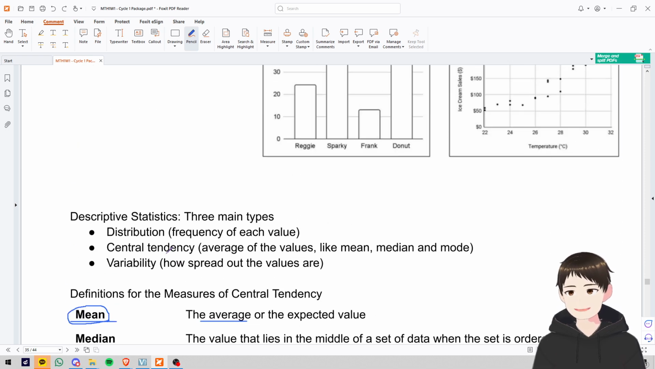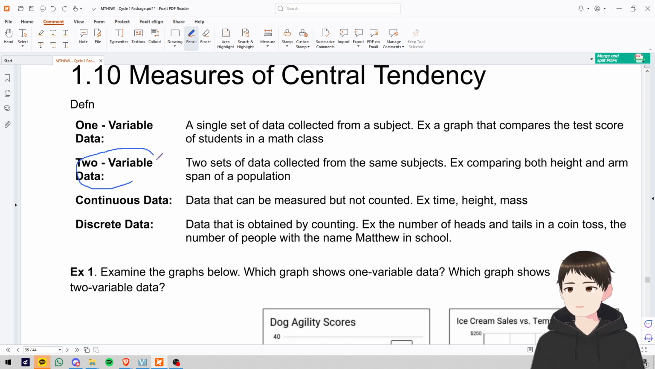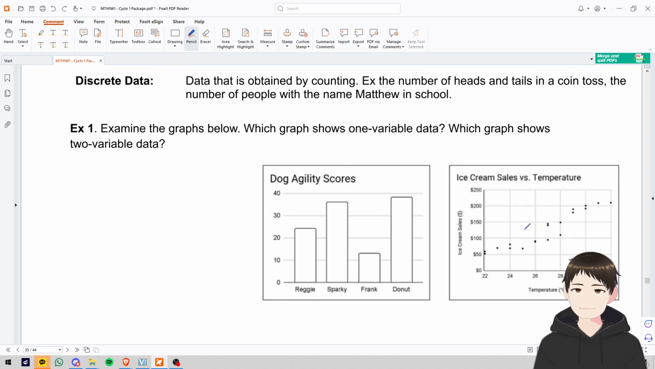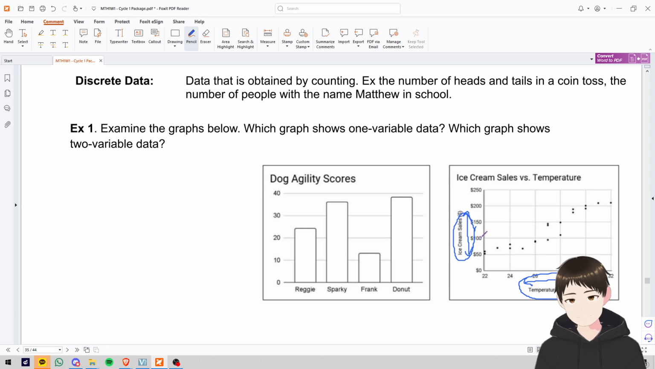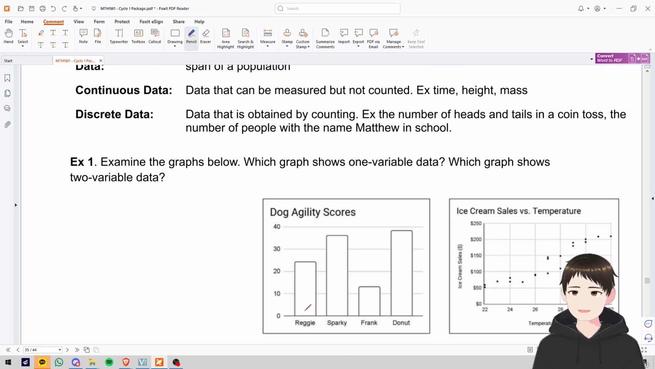Up until now, every time we talked about graphs and stuff, it was always what we call two variable data. That is, two sets of data collected and plotted. So for example, ice cream sales versus temperature. As the temperature changes, the amount of ice cream I sell, or the amount of money I make, will also change. Right? We are comparing one set of data to another set of data. For mean, median, and mode, typically, they are calculations we do for one variable data.